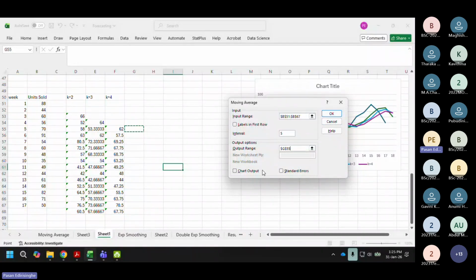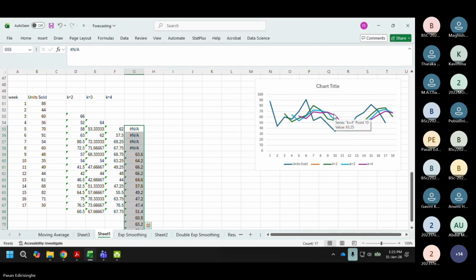They have the option of chart output and standard error. So I'll take the chart output, right? You can use that as well. Okay, I just placed it in the wrong place, right? I had to put it over here, right? So, the one for that.